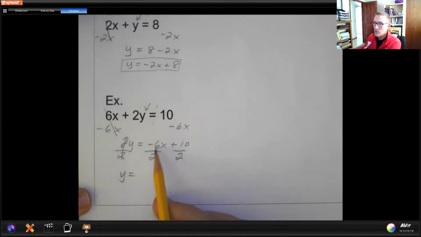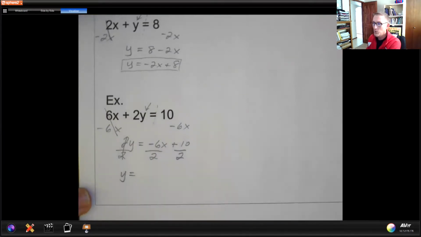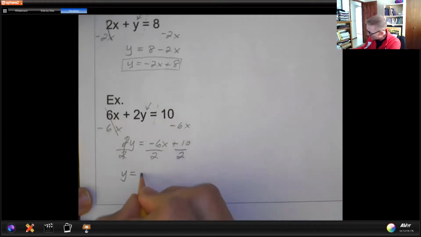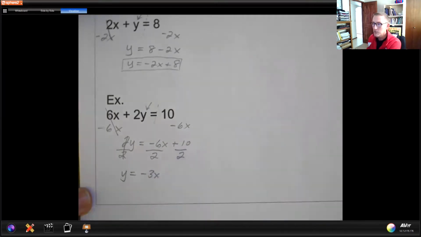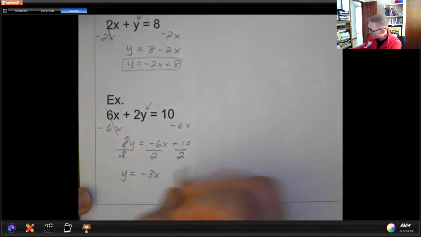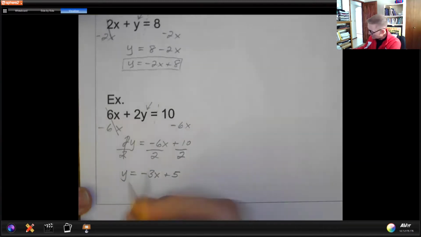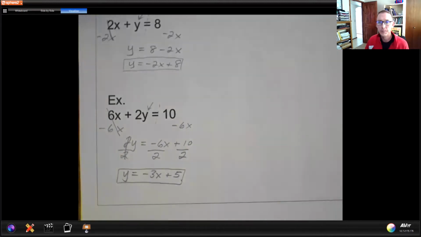Negative 6 divided by 2. So this is a fraction, negative 6 over 2. Well, that reduces to negative 3x. And then positive 10 over 2 reduces down to positive 5. And this now has y being alone. So that is now complete. So you need to move the x to the other side, and then you need to divide by whatever is touching the letter y.